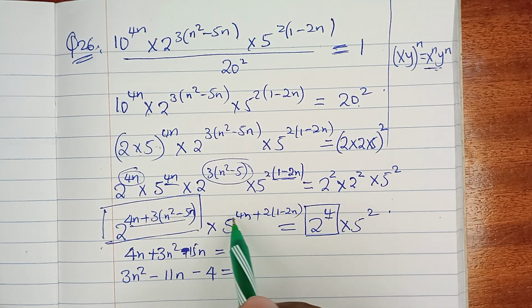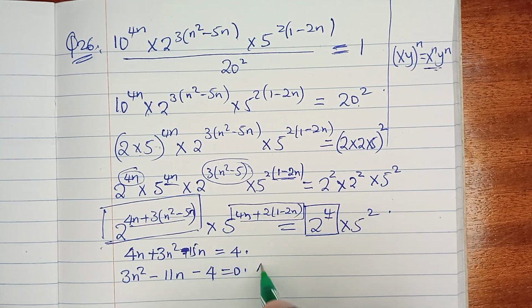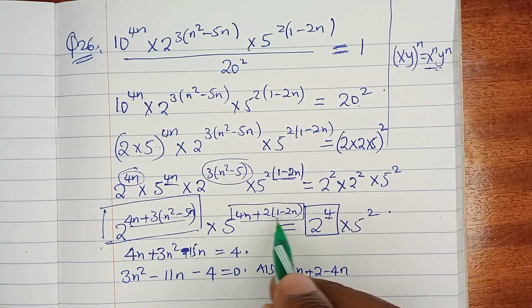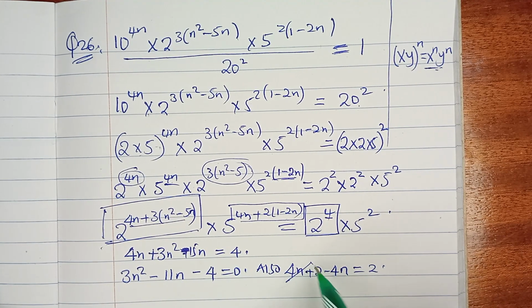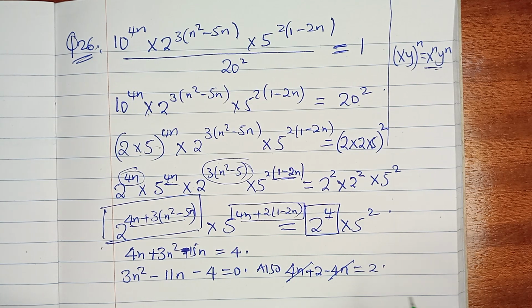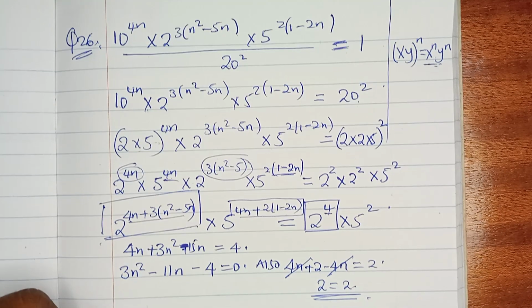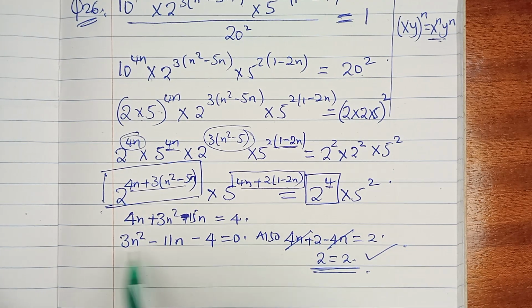We could also focus on the indices of 5 and say also 4n plus 2 minus 4n after opening this bracket is equal to 2. As you can see, 4n minus 4n is 0. So we are just left with 2 is equal to 2, which is true, but it does not really give us the value of n. So that ends there, and let us now focus on the other one.